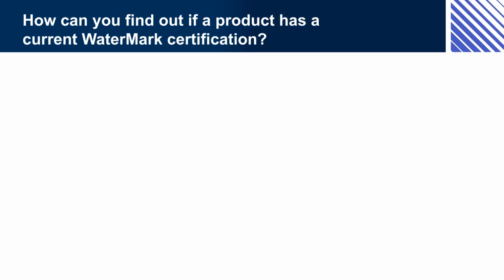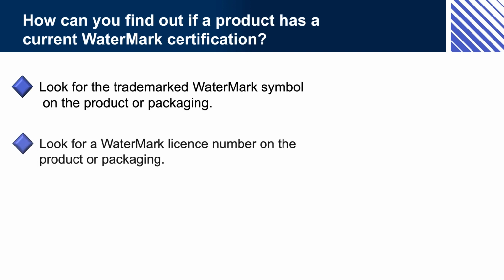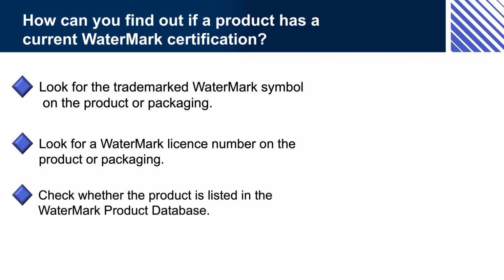How can you find out if a product has a current WaterMark certification? Would you? A. Look for the trademark WaterMark symbol on the product or packaging. B. Look for a WaterMark license number on the product or packaging. C. Check whether the product is listed in the WaterMark product database. D. All of the above.